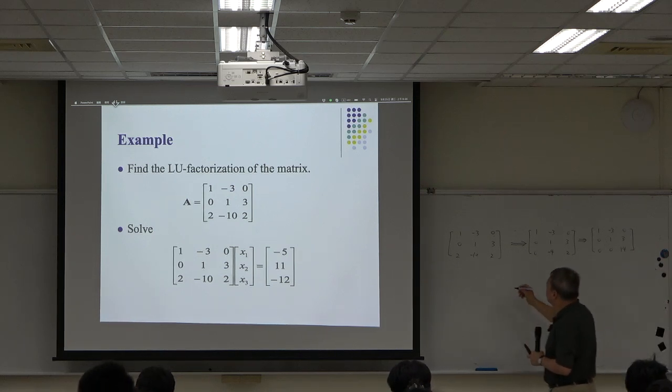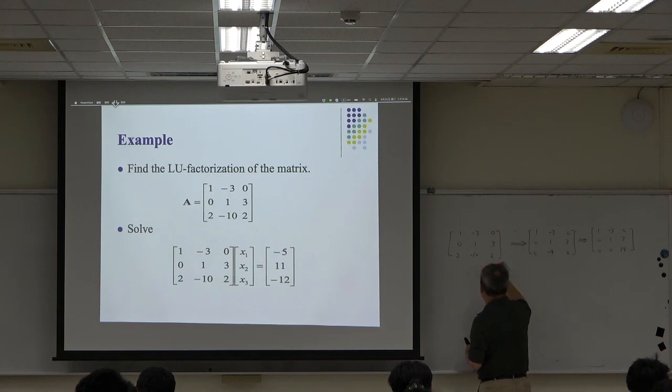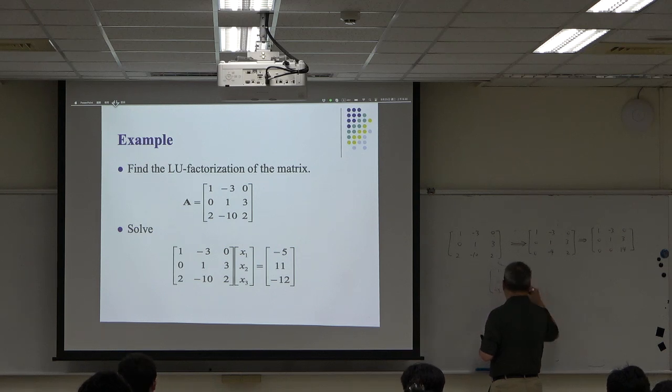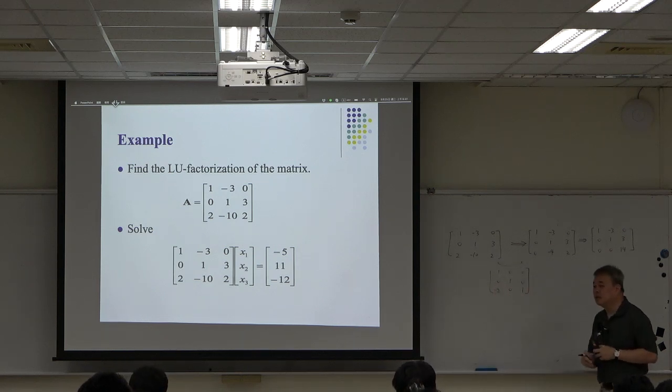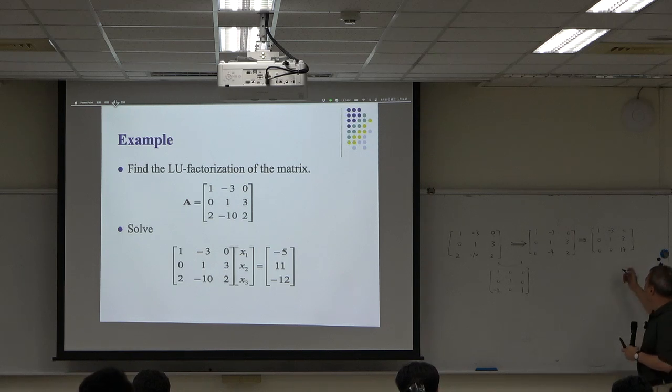Okay, so the corresponding elementary matrix, this one is what? You multiply negative 2. So it's this one, right? Because this is already upper triangle, right? This is already upper triangle. If you want, you can multiply the third row by 1/14. Okay, but you don't have to.